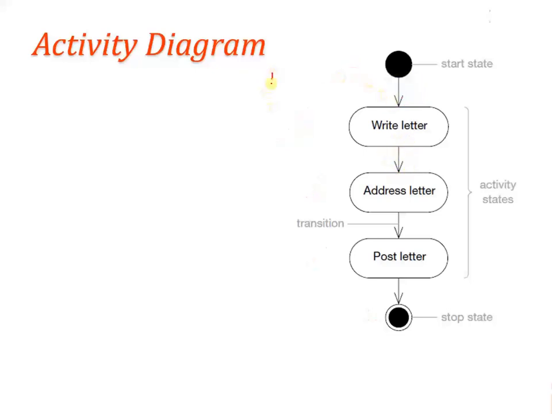Remember students, here the flow of control is sequential. That is, there is no branching or looping anywhere. It starts from the first state and goes sequentially to the last state.